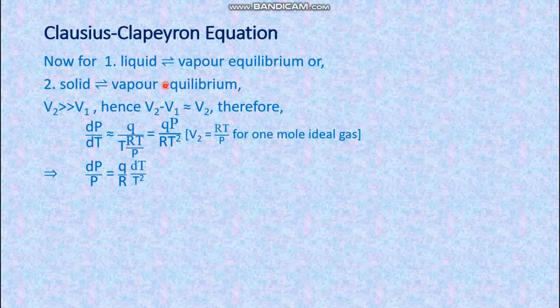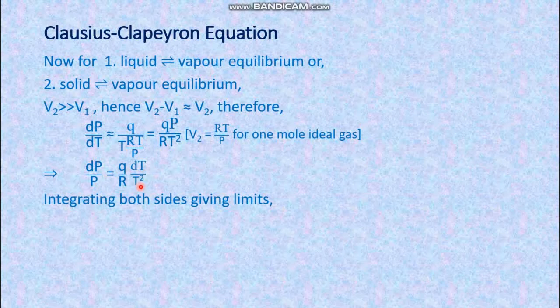Now take the P related terms on the left hand side and the T related terms and the constants on the right hand side, and let's integrate this relationship: dP by P equals Q by R into dT by T square. Here Q by R is constant, and these two are the variables, pressure and temperature. So integrating both sides, giving limits. What should be the limits? The initial pressure should be P1 and the final pressure should be P2. The initial temperature should be T1, the final temperature should be T2.